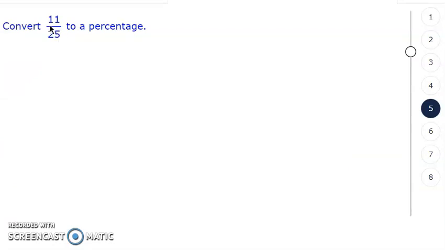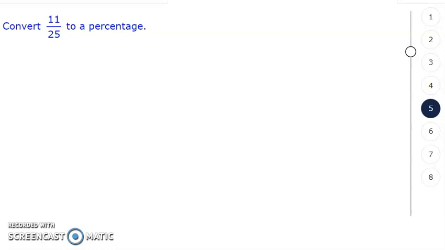Again we have another question. 11 by 25. Convert 11 by 25 to a percent. So it is 11 out of 25. Now what number out of 100 will give us the percent? So in order to get out of 100, you have to multiply the denominator by 4 and the numerator also by 4.